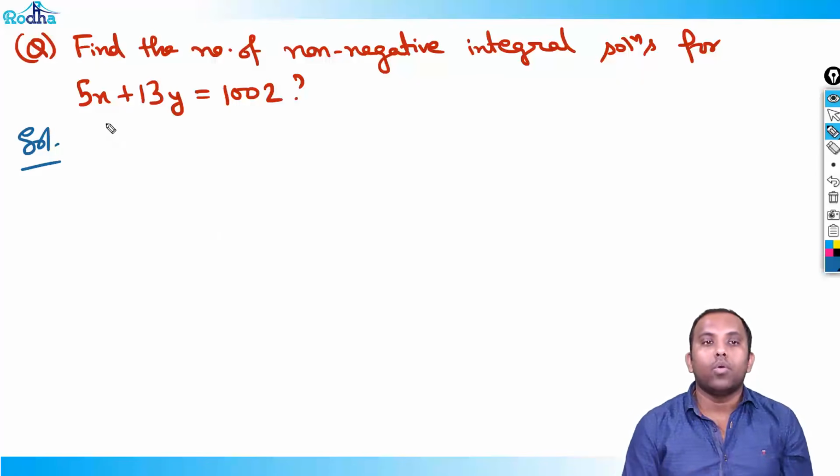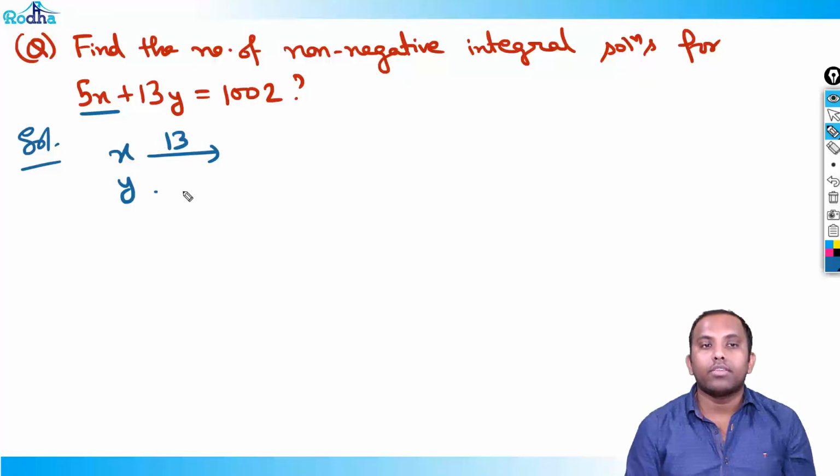Again, same thing. What we'll see here is that x will increase or decrease in steps of 13, and y will increase or decrease in steps of 5. So x has got the larger common difference. So I should write that more is the common difference.